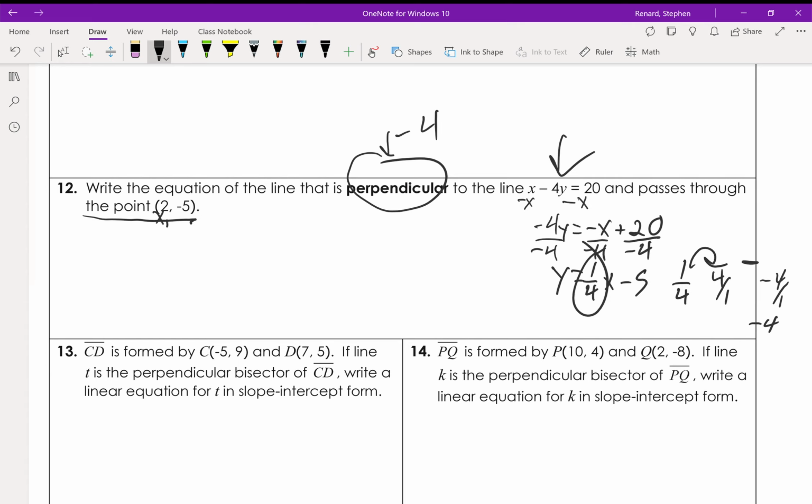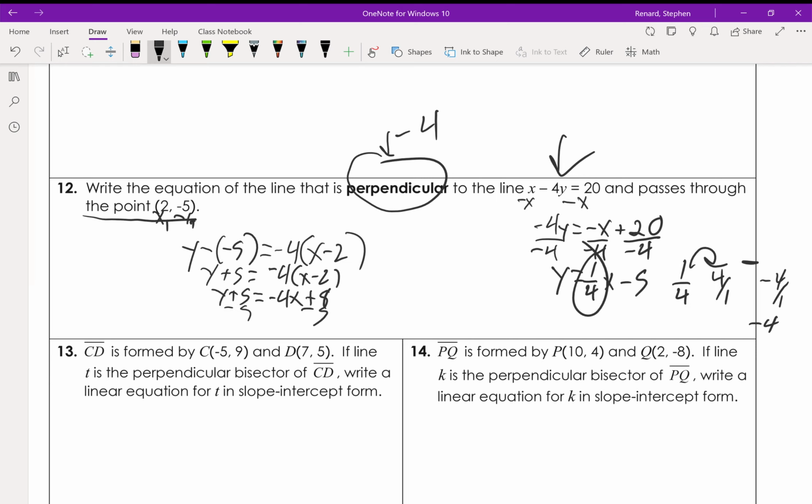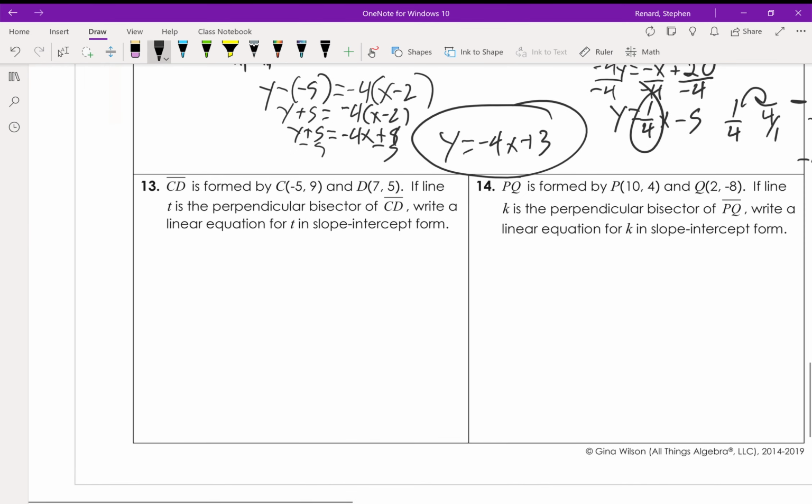So this is my point, x1, y1. This becomes y minus a negative 5 equals the slope we just figured out, negative 4, times x minus 2. So that's y plus 5 equals negative 4 times x minus 2. We're going to distribute that negative 4, and then subtract 5. And so we get y equals negative 4x plus 3. And that's it.